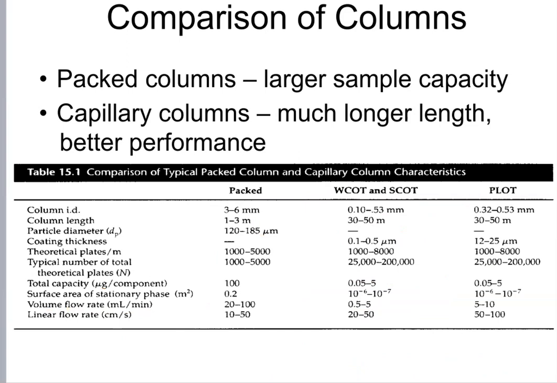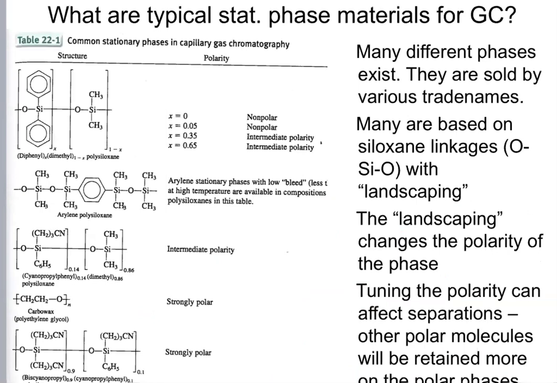But the packed columns are generally a little bit less expensive, and in addition, they offer the advantage of a higher sample capacity. You can inject more sample, but that's usually not terribly important for GC work, because you can always split your sample at the inlet. So the sample injection volume is usually not a crucial parameter when you're considering a technique. You'd much rather have the better performance.